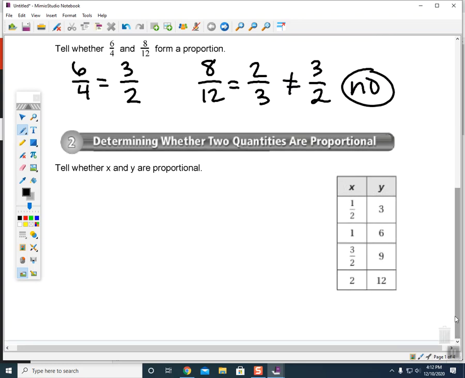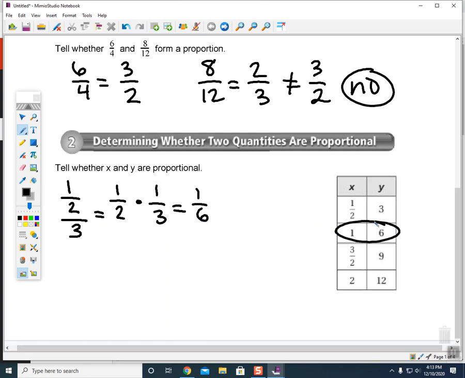So we can also decide whether or not some quantities are proportional. So I want to know, do X and Y form a proportion? Are they proportional? Well, I can do that by setting up some ratios. So I would have the ratio of 1/2 to 3. Well, if I can remember how to divide fractions, I do keep, change, flip, right? So that's the same thing as 1/2 times 1/3, which is equal to 1/6. My second point here, I don't even have to reduce. That's going to be 1/6.